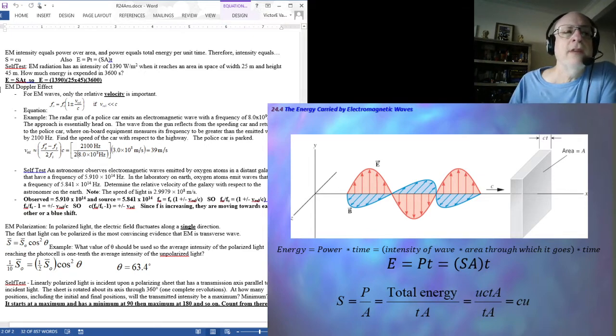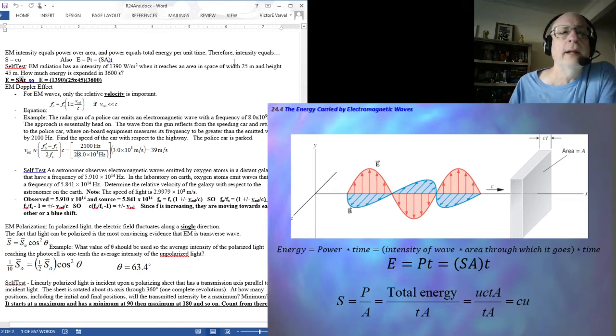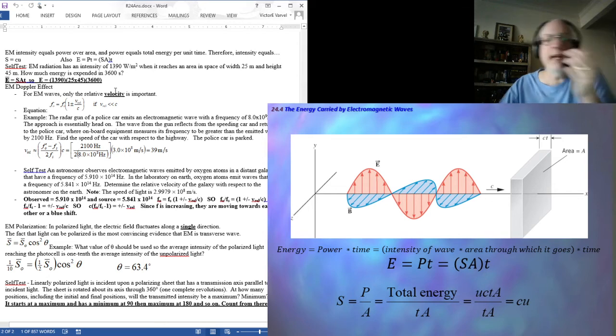So going back to my equation, E is equal to SAT. I gave you S. I gave you a way to calculate the area because I gave you height and width. I gave you time, so it's 1390 times 25 times 45 times 3600. Intensity times surface area times time equals the energy. So those are the kind of questions that you would want to be able to answer.